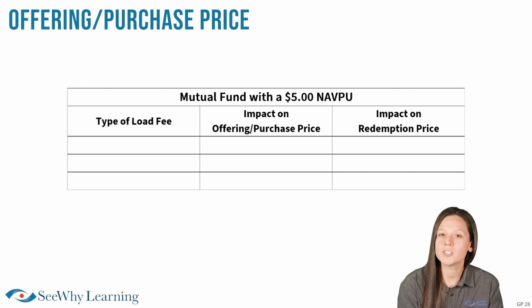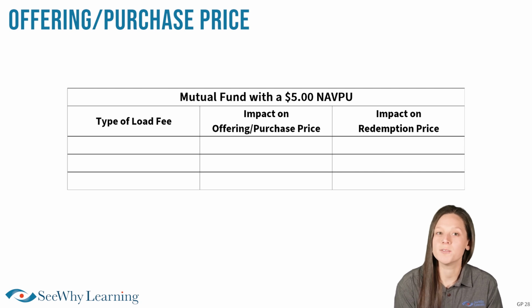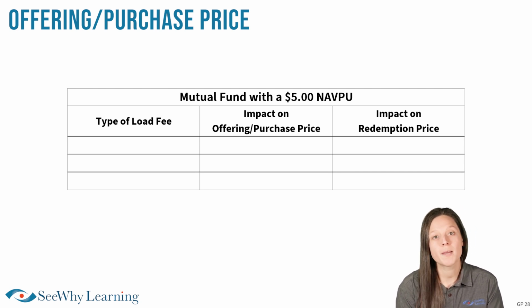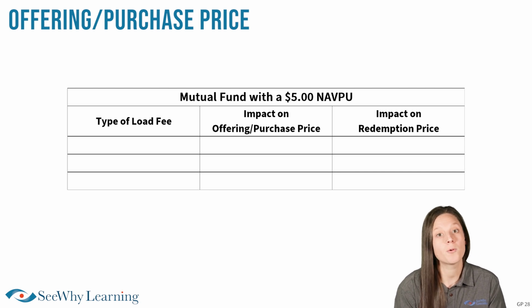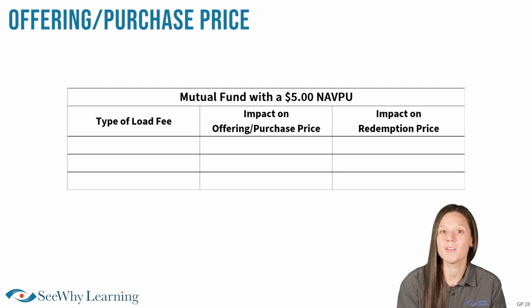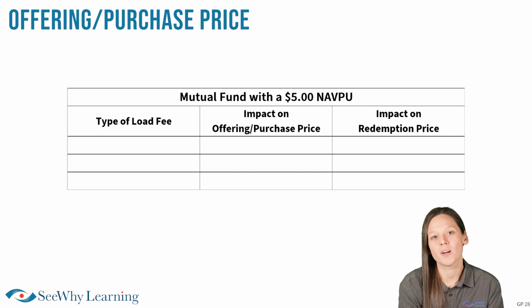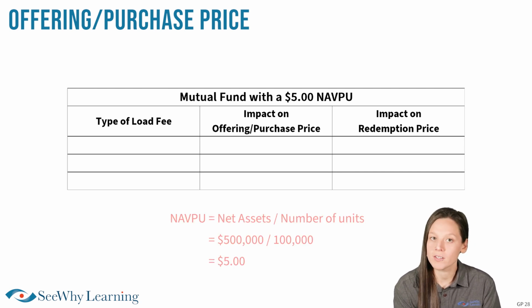To help you with this question and more, let's fill out the table you see here. Jotting down a table like this and referring to it would be helpful if you're asked how a certain type of load fee would impact a fund's offering or redemption price. At the very least, it could help you quickly eliminate a couple of the available answers. We've already determined that ABC Fund has a net asset value per unit of $5.